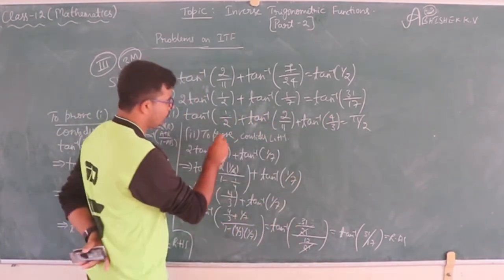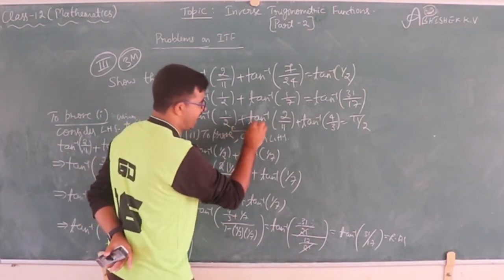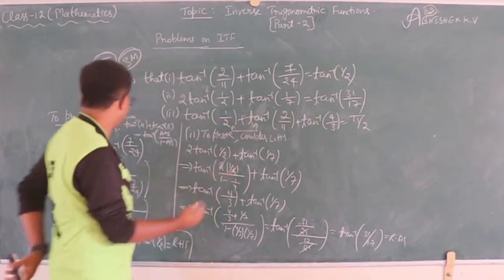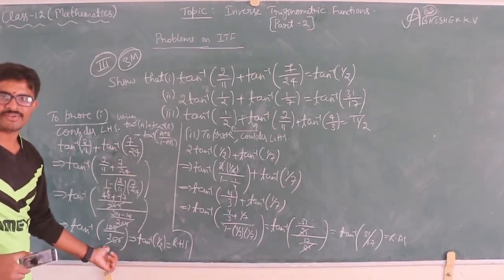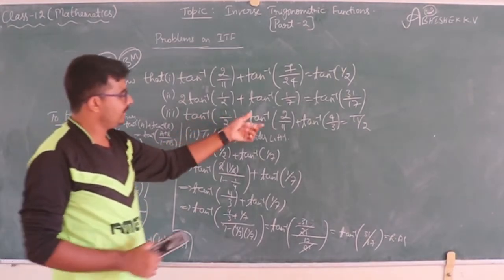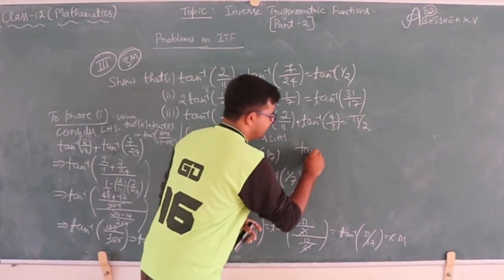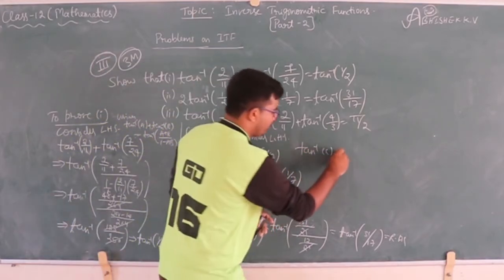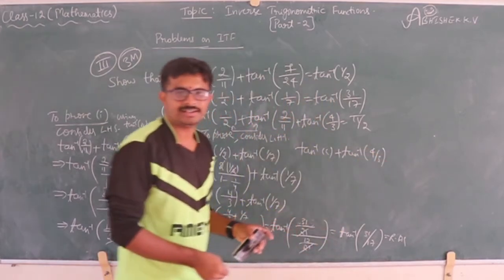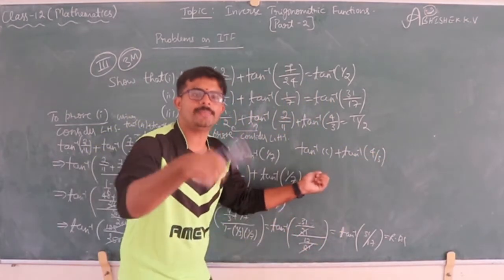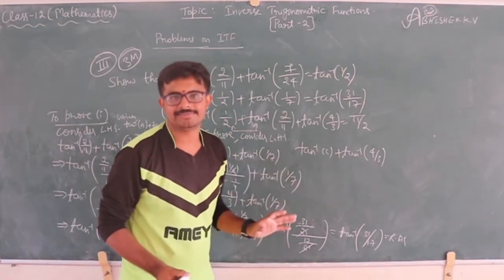No problem. First, we are going to consider these two as tan inverse a plus tan inverse b. Tan inverse a plus tan inverse b gives tan inverse of some value, say c. Then it becomes one value, tan inverse c, again plus tan inverse of 4 by 3. Now we are going to apply again tan inverse a plus tan inverse b.